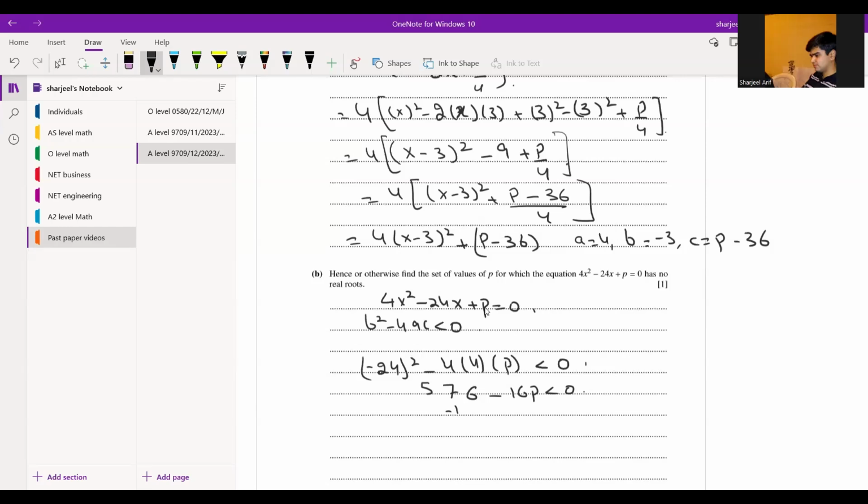So minus 16p will be less than minus 576. We will cancel the negative sign. This will change the inequality sign to a greater one, and value of p should be greater than 36. That would be our answer.